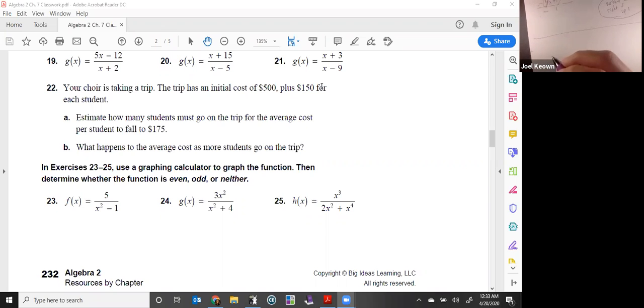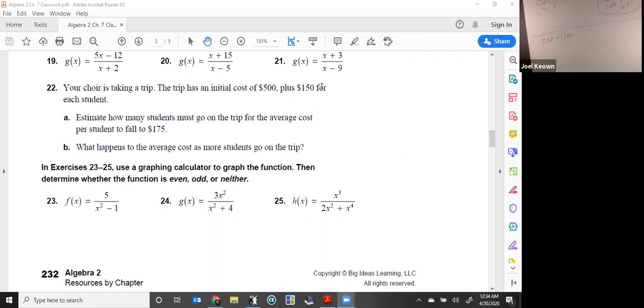Let's start off. Well, my trip costs how much? Well, it costs $500 plus, well, for every student, it costs an additional $150. So technically, if no students went, the trip would still cost $500. If one student went, it would cost $500 plus $150. If two students went, it would cost $500 plus $300, and so on and so forth. So my formula is going to be 150 times how many students. So we'll say 150 times x.